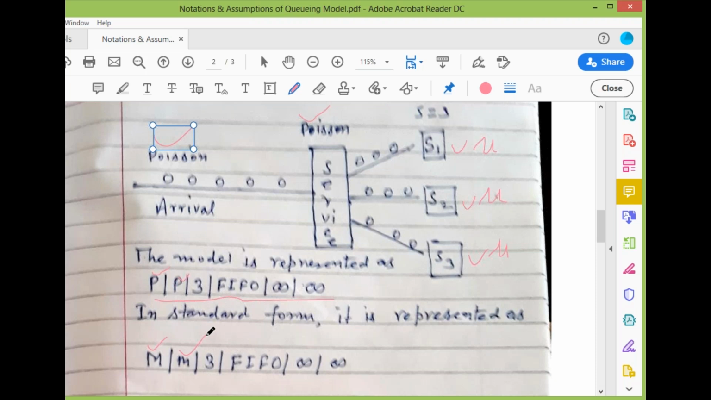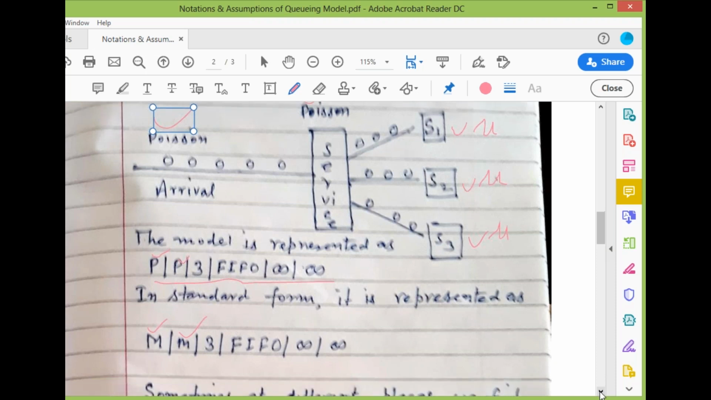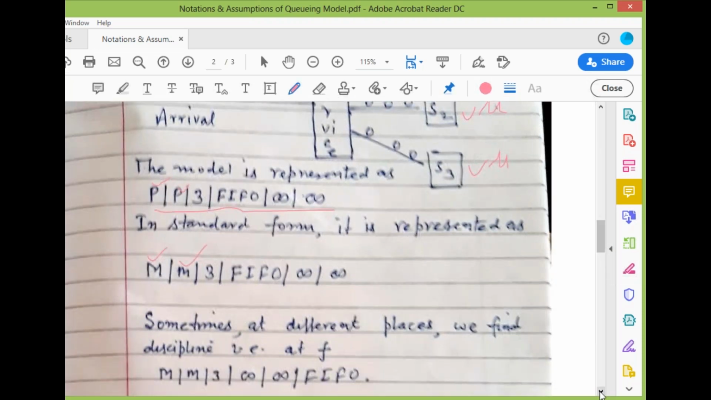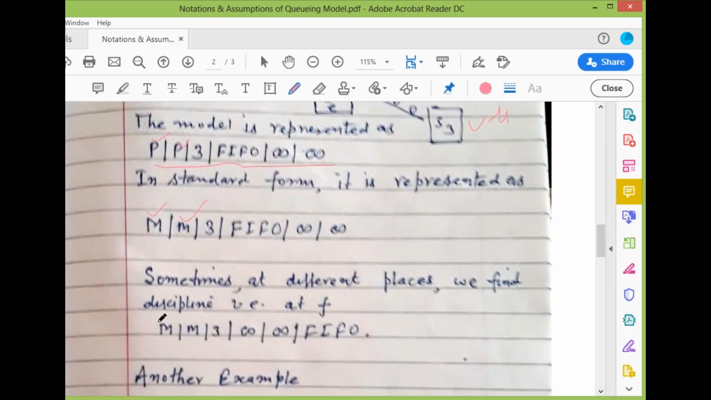This is also very interesting. You must think about it. I will discuss it at the time when we are going to discuss the individual queuing models. But you should keep in your mind and keep on searching why this happens in this way. Sometimes at different places we find this way of representation. You will find in some literature other than Taha. Taha has given this, whatever way we have written here. But in some literatures you will find this kind of notation.